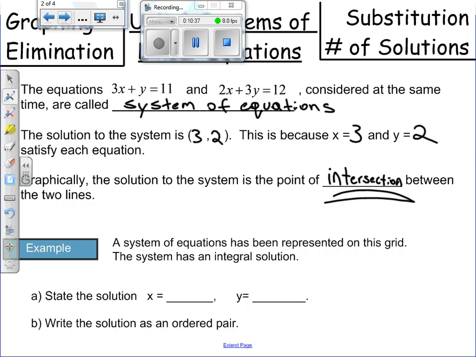A system of equations has been represented on this grid. The system has an integral solution. What does integral mean? What is an integral? Unit 1 review. An integral is? Yeah, it has to do something with an integer. It's a positive or a negative whole number. So integrals are positive, negative whole numbers.